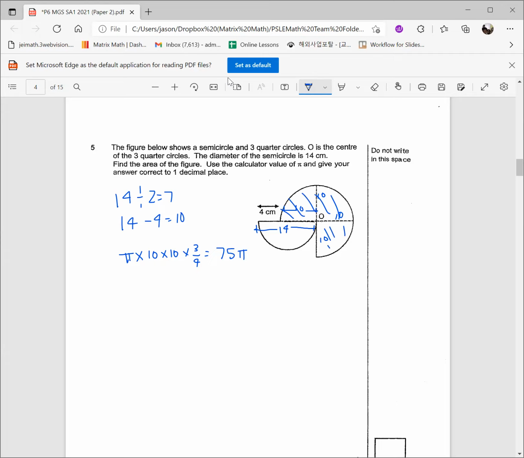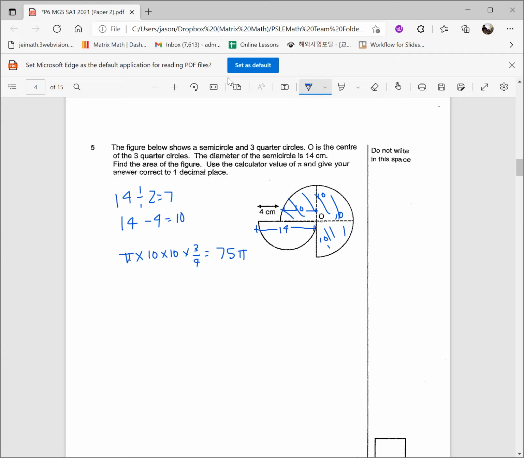Teacher, why is our question 5 different? Your question 5, this is MGS paper 2. Oh, ours is different. 2021, no? Yeah. How can it be different? Everybody else, what question do you have? It's the same question.